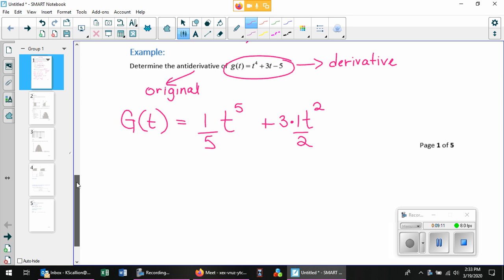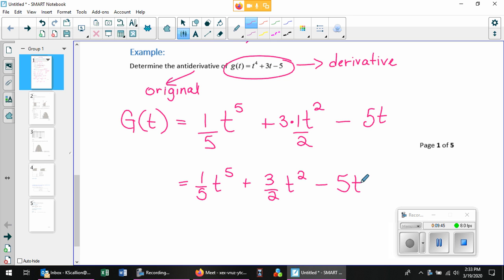Okay. So then the 5, that's in my derivative. So that's going to be definitely a t, right? 5t. But it's going to be a subtract, right? Because if I bring the 1 down, times it by 5, that'll give me the 5 down. So this would be 1 over 5t to the exponent of 5 plus 3 over 2t squared minus 5t.